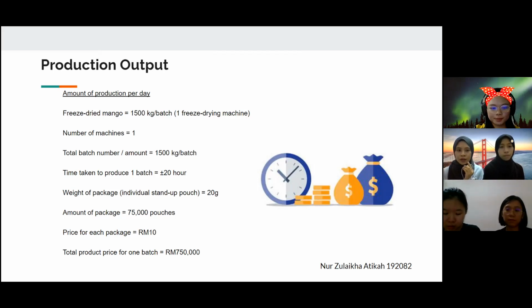75,000 pouches per day. And then the price for each package is 10 ringgit. As I look up online, the price is more or less 10 ringgit. So the total product price for one batch per day is like 750,000 ringgit. Next.